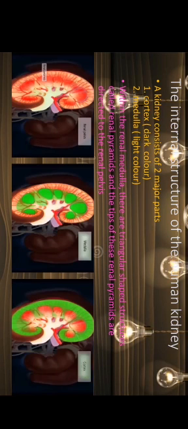After that I am going to talk about the internal structure of the human kidney. A kidney consists of two major parts. First one is cortex and the other one is medulla. Within the renal medulla, there are triangular shaped structures called renal pyramids, and the tips of these renal pyramids are directed to the renal pelvis. This is renal pelvis, this is medulla, and this is cortex.